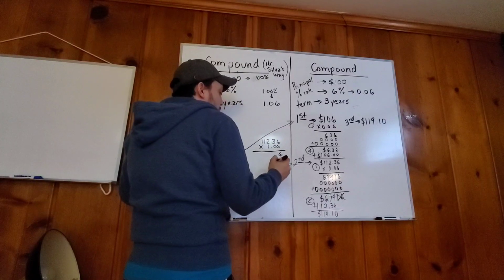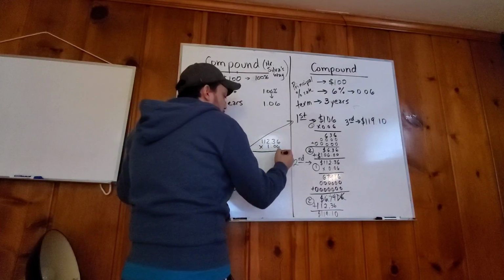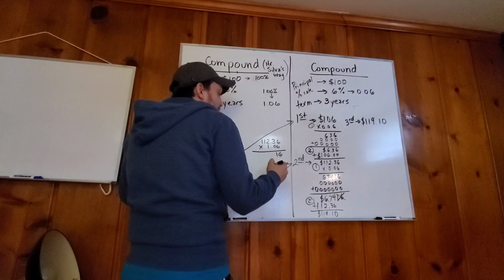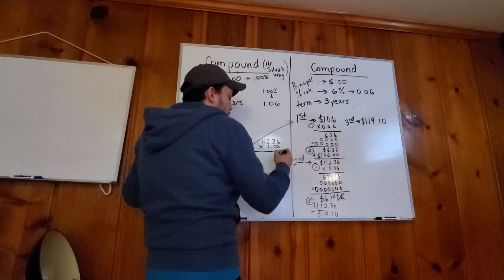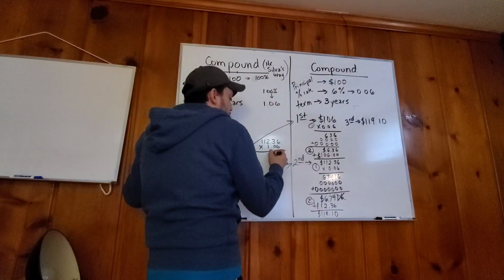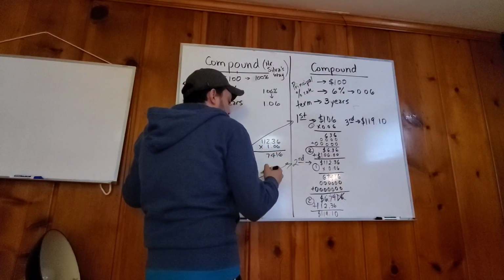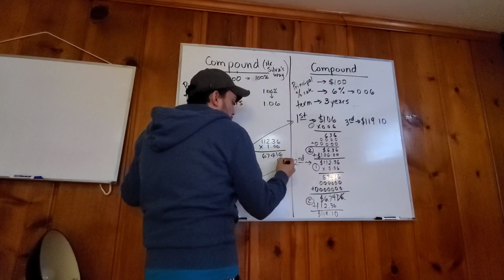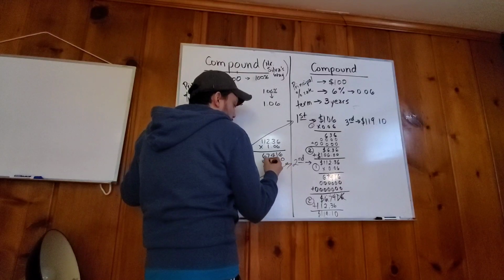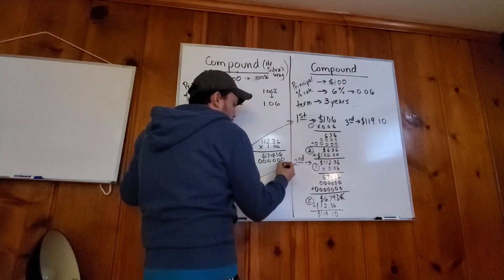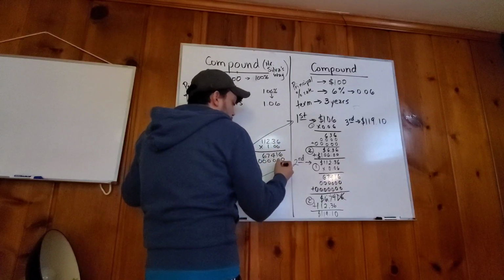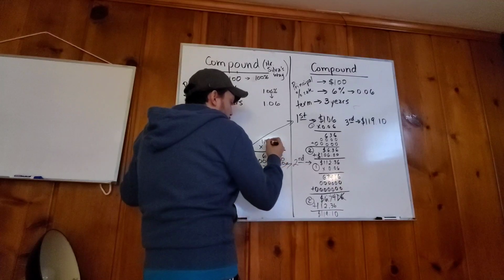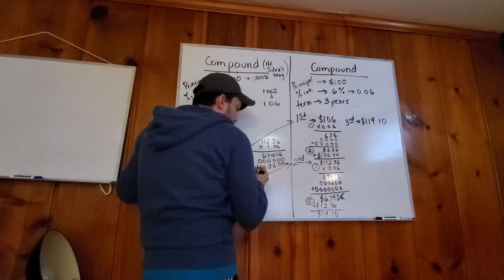3 times 6 is 18, plus 3 is 21, and a 2 goes up. 2 times 6 is 12, plus 2 is 14, and a 1 goes up. 1 times 6 is 6, plus 1 is 7, and 6 times 1 is 6. Then we have a placeholder, and then 5 zeros, 2 placeholders. And we have 1 times 6, 1 times 3, 1 times 2, 1 times 1, 1 times 1.